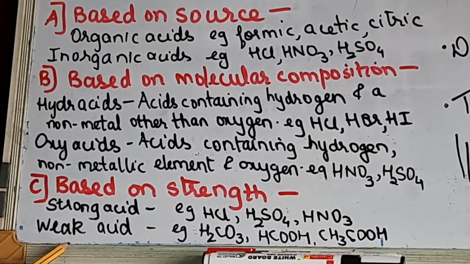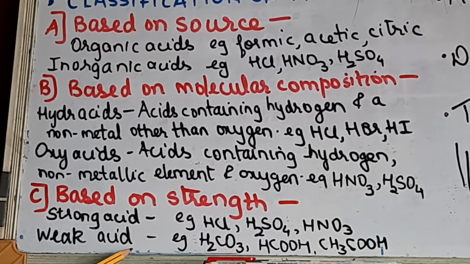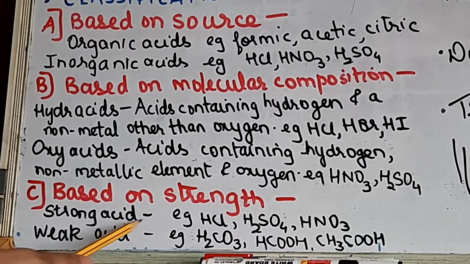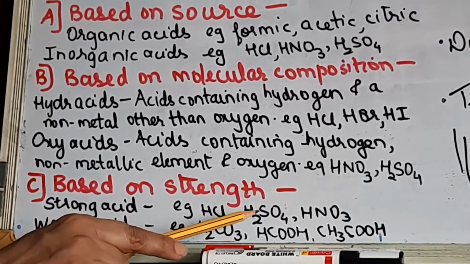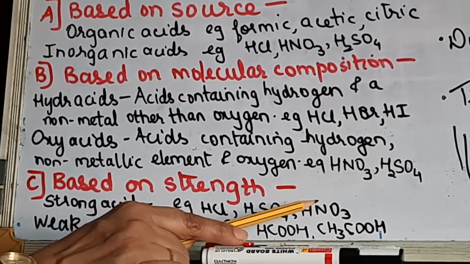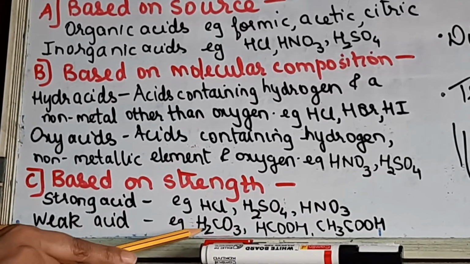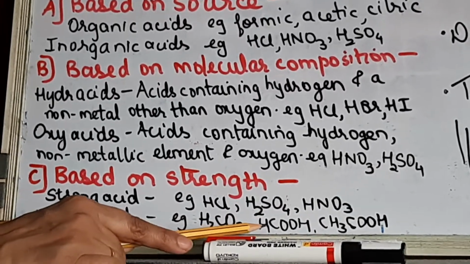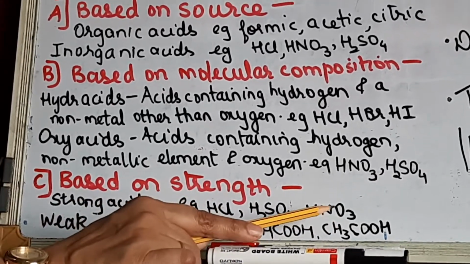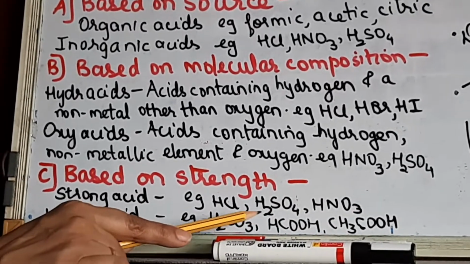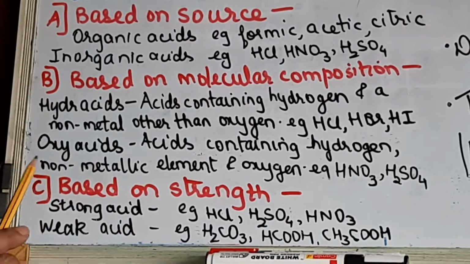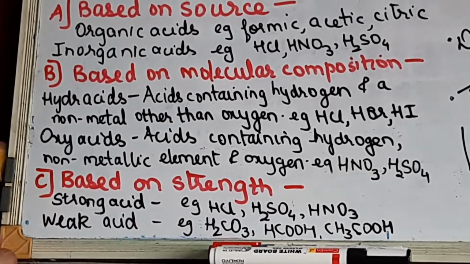And here there will be ions as well as molecules in solution. Examples of strong acids: hydrochloric acid, sulfuric acid, nitric acid, all are strong acids. And weak acids: carbonic acid, formic acid, acetic acid, all are weak acids. Generally all your organic acids are weak acids. So this is based on the strength.